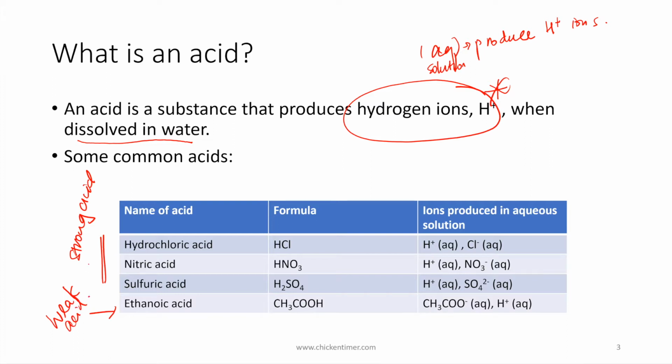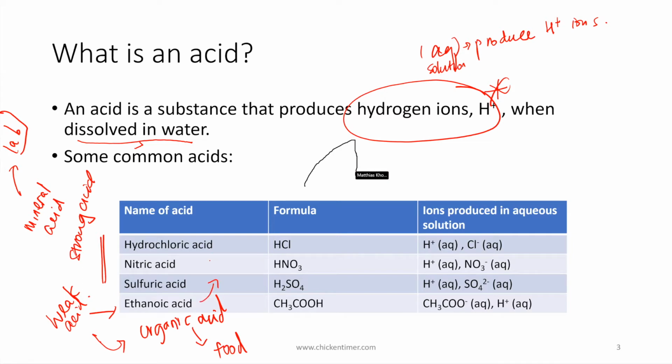Strong acids are usually mineral acids. Of course, they don't make sense right now. Mineral acids are those that you find in your lab. Weak acids can be organic acids. Organic acids you will learn again in Sec 5. Organic acids, or these weak acids, are commonly found in the food you consume. For example, this ethanoic acid.